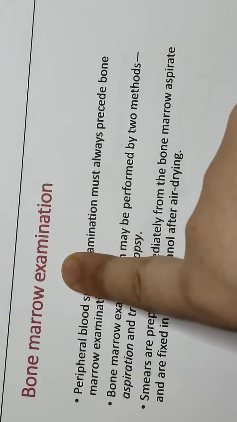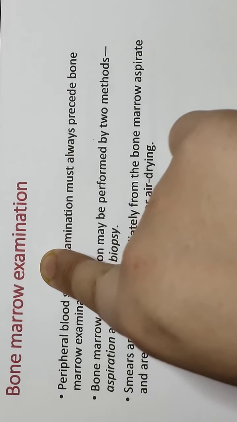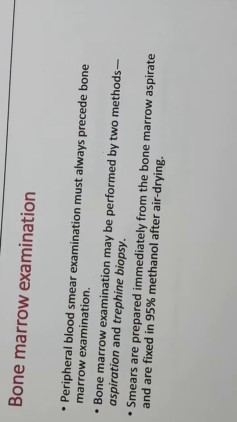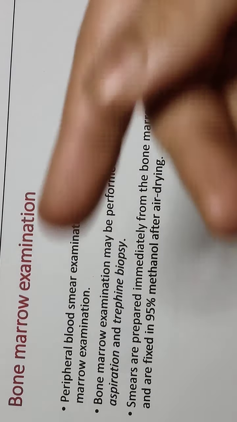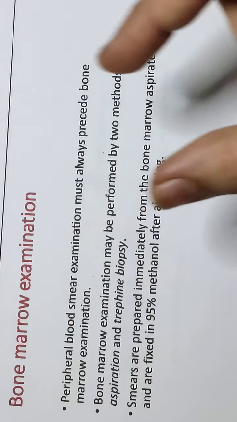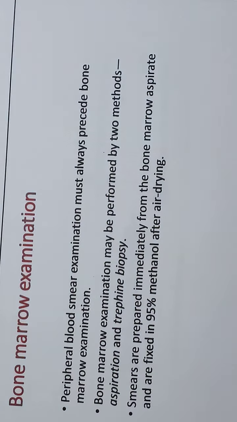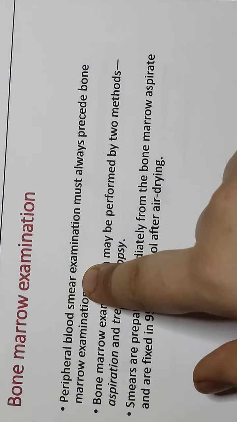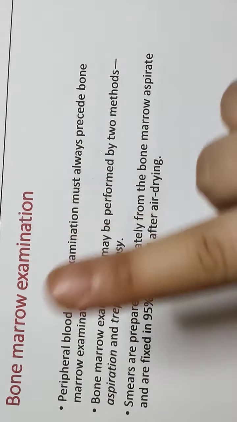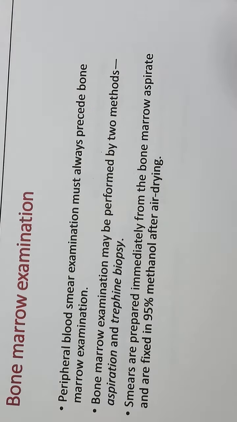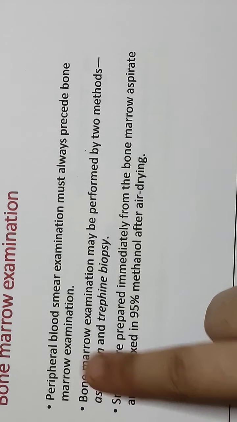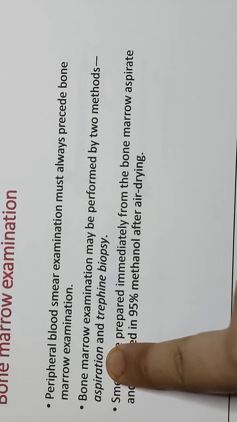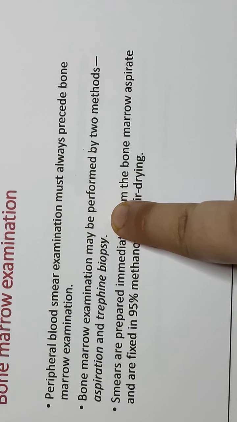Now before we do bone marrow examination, we have to do peripheral blood smear examination. What does peripheral blood smear examination mean? You take the blood, you put it on a slide and you swipe it. When you swipe it, you can see all the cells. So peripheral blood smear examination is first. After that you do bone marrow examination. Bone marrow examination is done by two methods, the aspiration method or the trephine biopsy method.